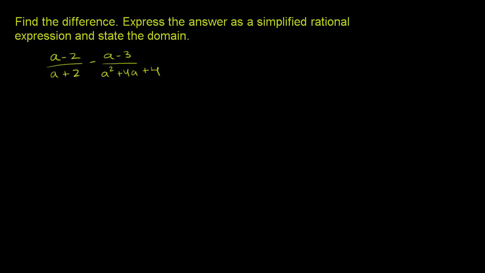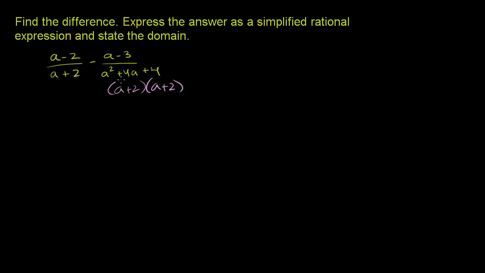This one over here, let's see if we can factor it. A squared plus 4a plus 4. Well, you see the pattern: 4 is 2 squared, and 4 is 2 times 2. So a squared plus 4a plus 4 is a plus 2 times a plus 2, or a plus 2 squared. So we say it's a plus 2 times a plus 2. That's what a squared plus 4a plus 4 is.